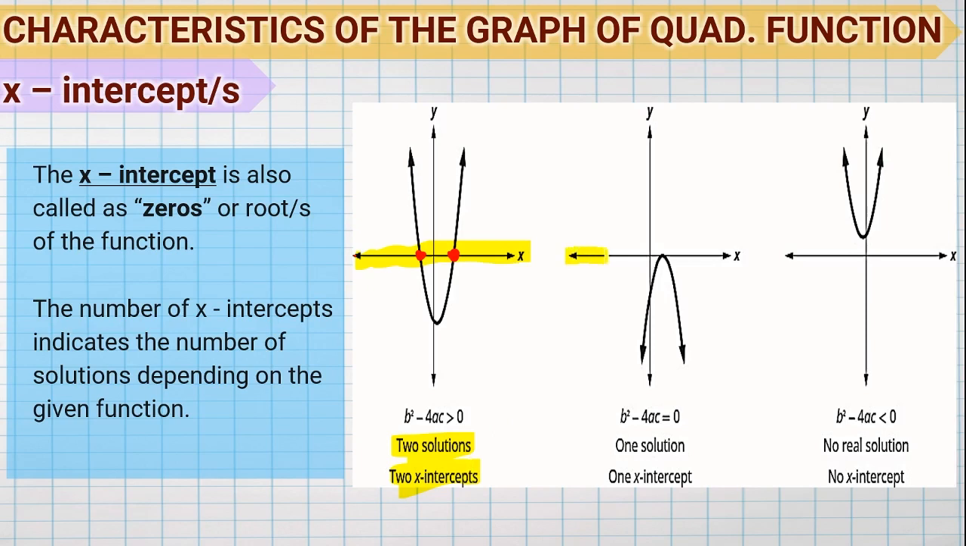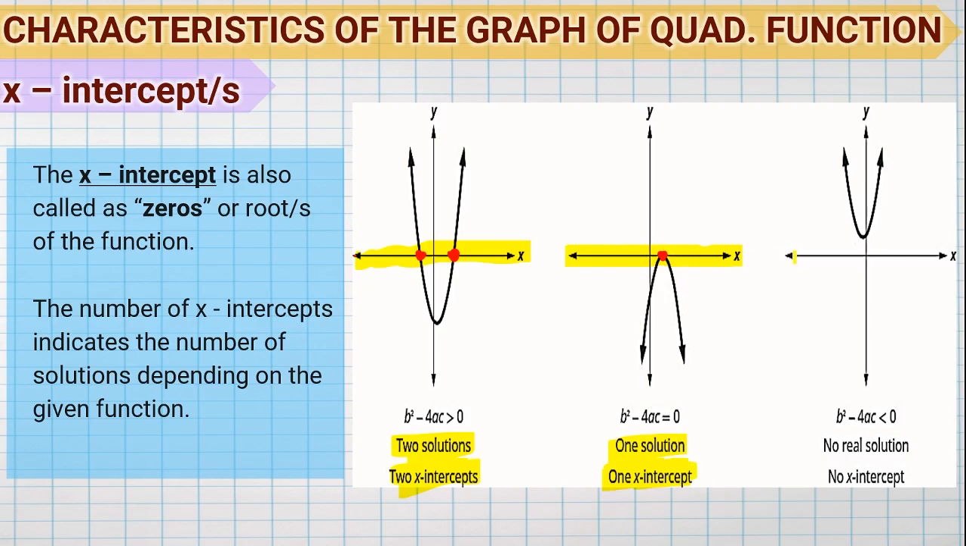In this case naman, sumakto dun sa vertex natin yung ating x-intercept. Pwede mangyari yan. Wherein, you will only have one solution. That means isa lang yung value ni x na magpapasiro sa ating equation or function. Then, in this case, you can only see the value of x-intercept is only 1. Isa lang yan kasi isang beses lang naman siya nag-intersect sa x-axis.